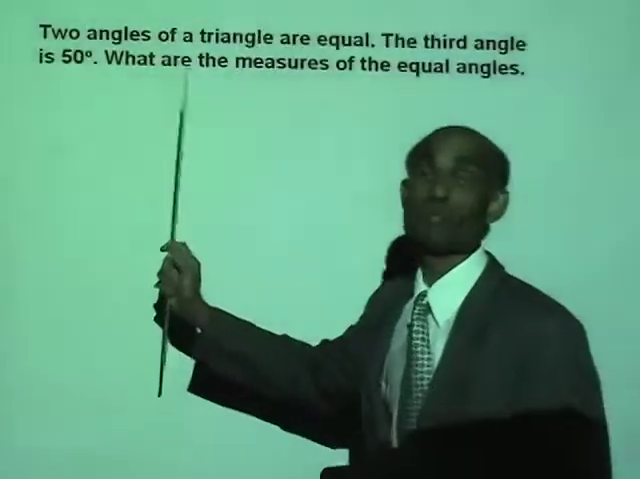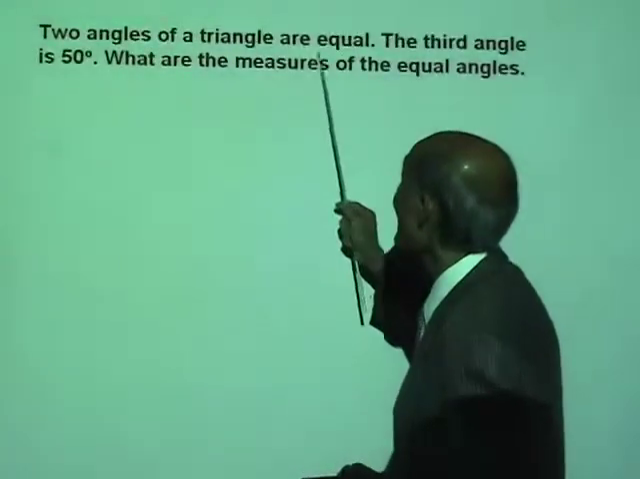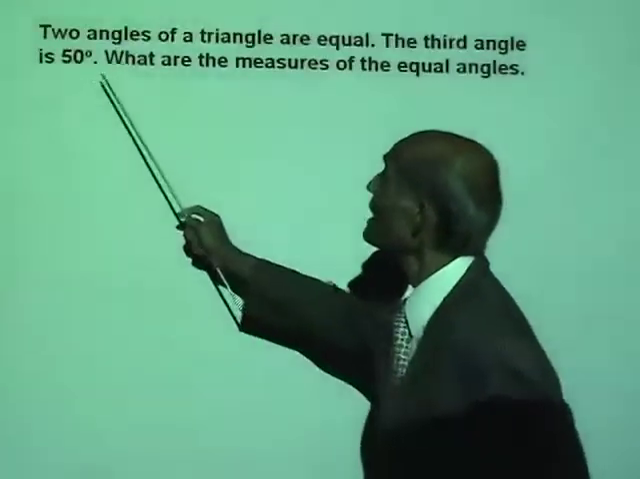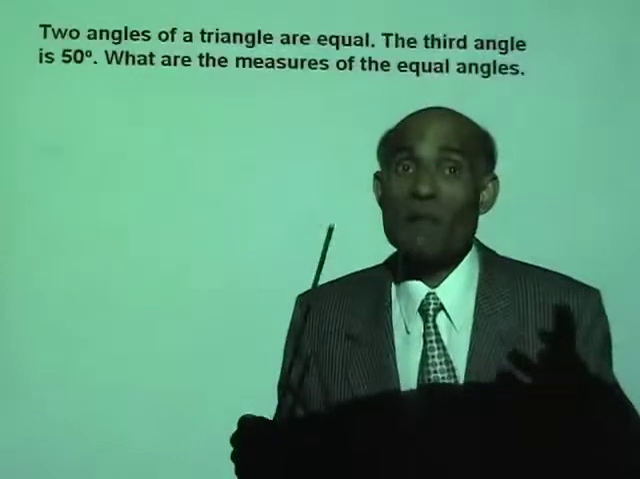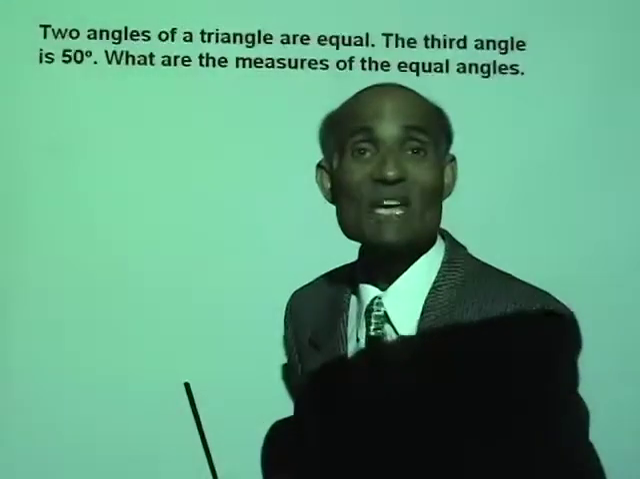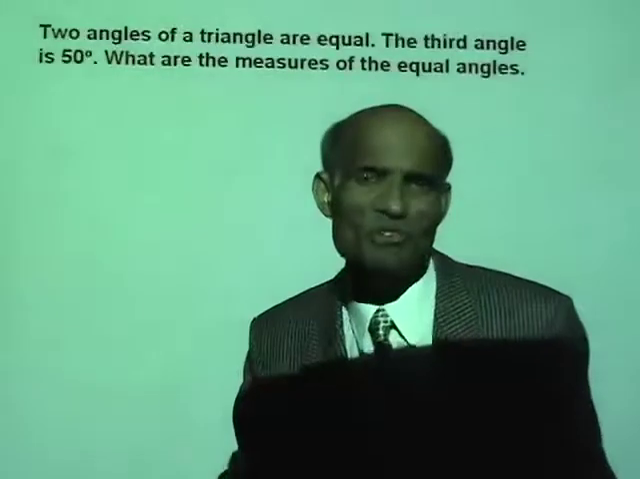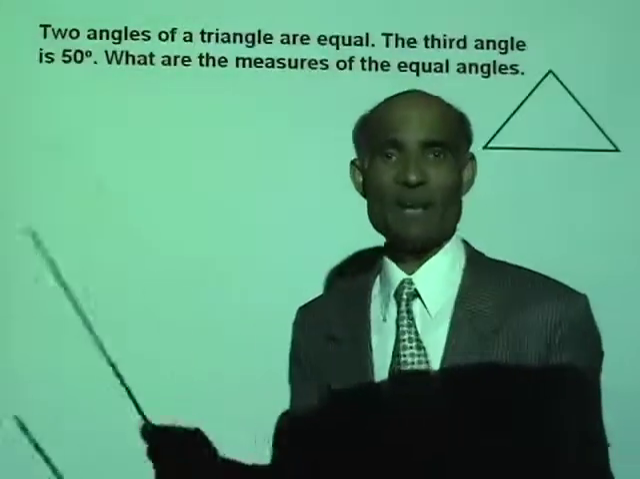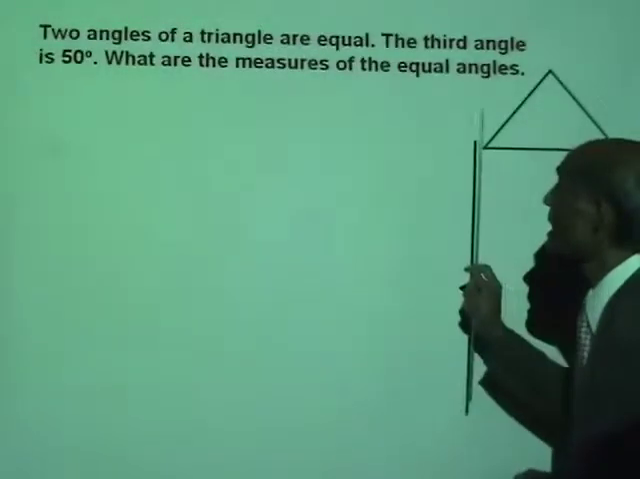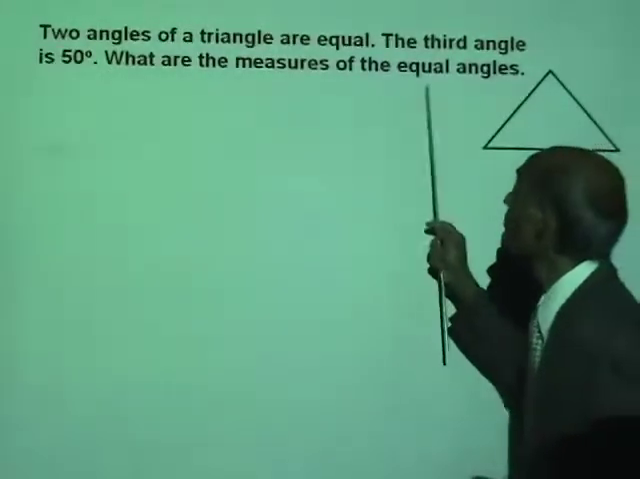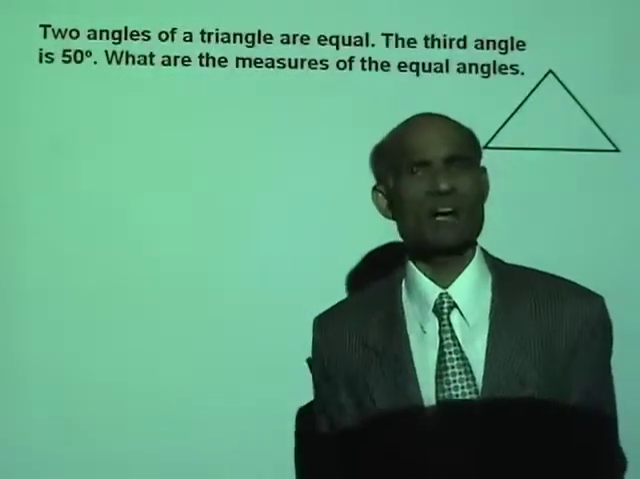We do a problem using this now. Two angles of a triangle are equal. The third angle is 50 degrees. What are the measures of the equal angles? So you draw a picture of this. Well, here I have the picture. We are told that two angles are equal. We need to find the measure of those equal angles. So how do we start?